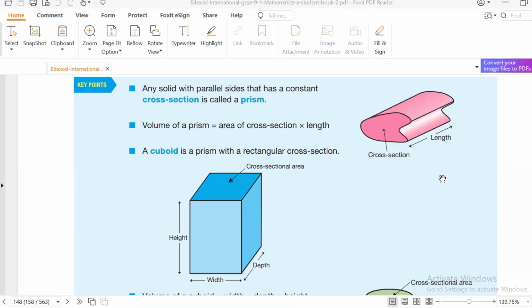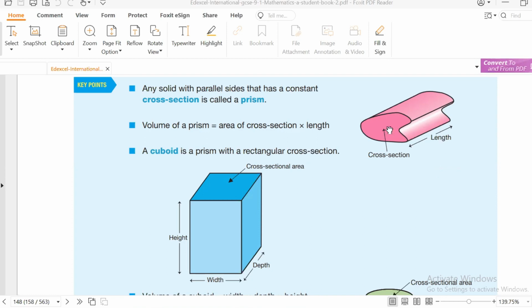Hi viewers, today we will discuss how to find the volume of three-dimensional shapes. In three-dimensional shapes, we have prisms, pyramids, cones, cylinders, and spheres. So first we will check how to find the volume of a prism.